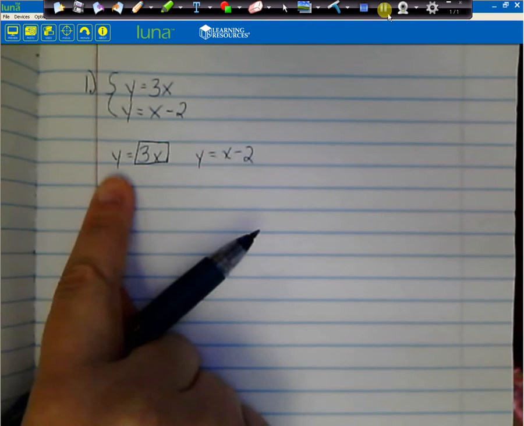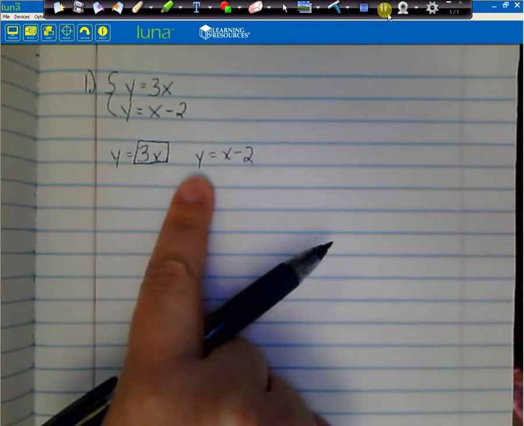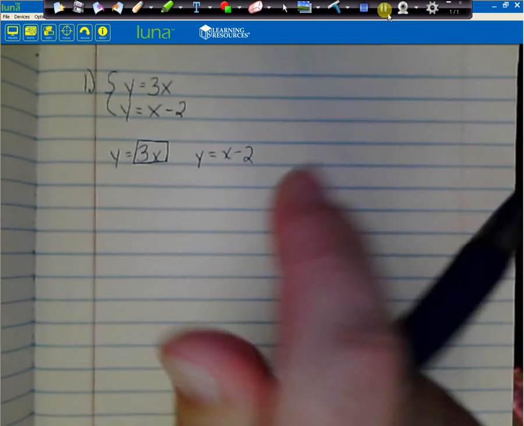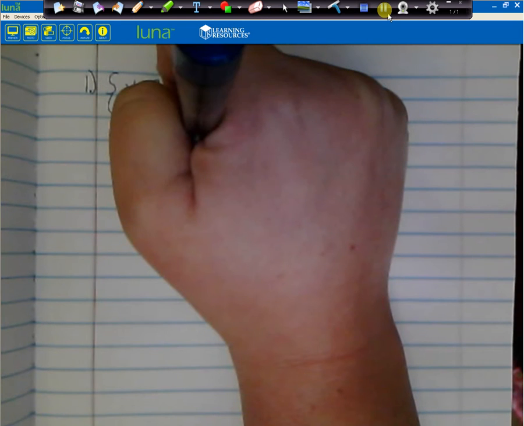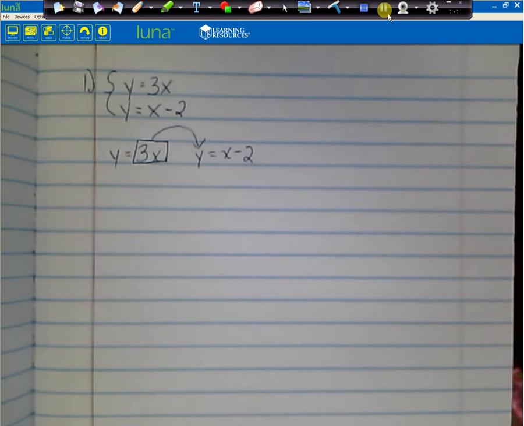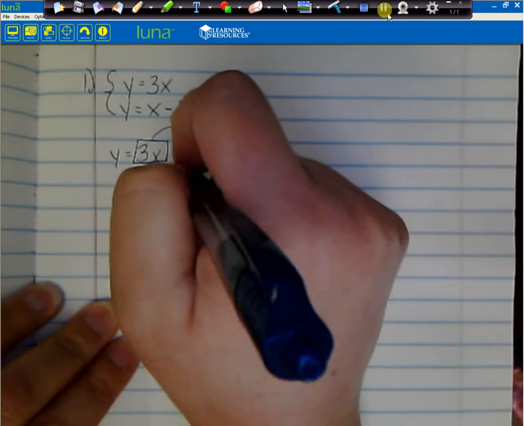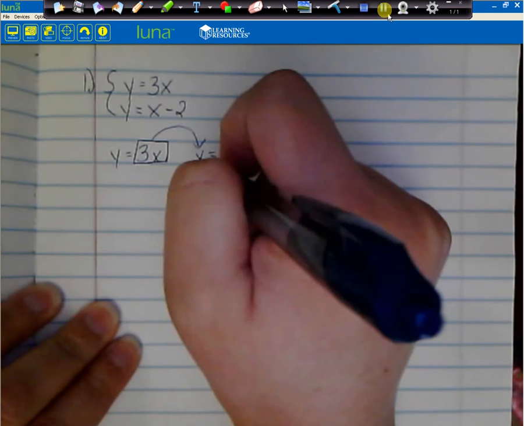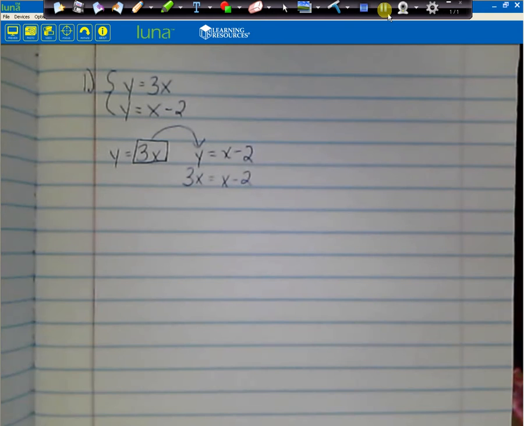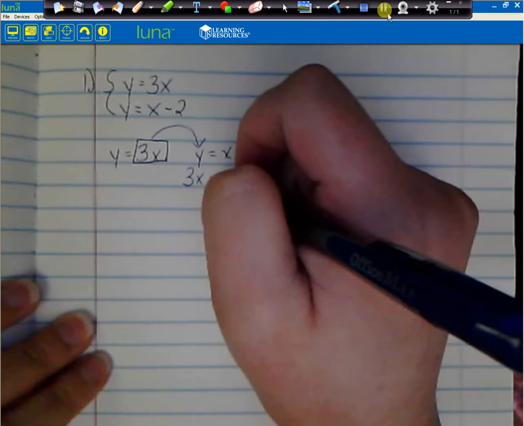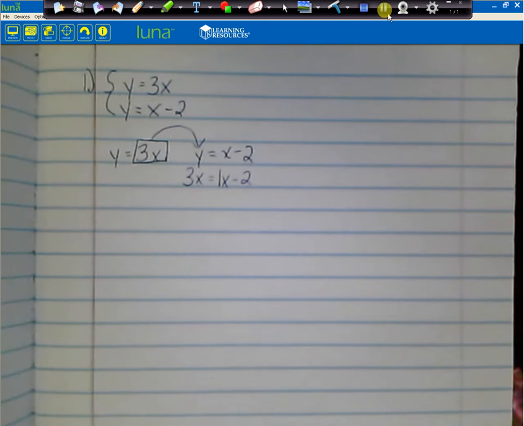So it's y that's solved for, so I'm going to look for the y in the other equation, and I found it right here. So I'm going to draw an arrow from my box to that y. And instead of y, I'm going to substitute in 3x, or replace y with 3x. So instead of y, I put in 3x. And now we're just going to solve for x just like we would if it was any other equation. I'm going to go ahead and put a 1 in front of this x right here, just so that I know that that's a 1.